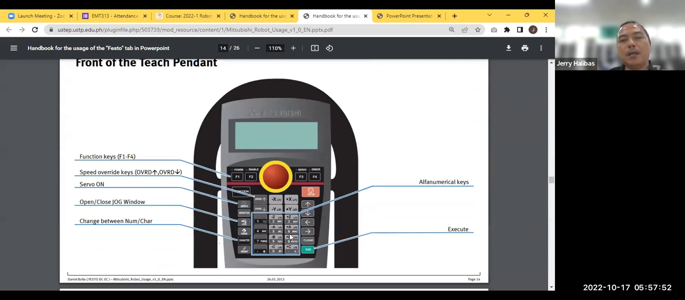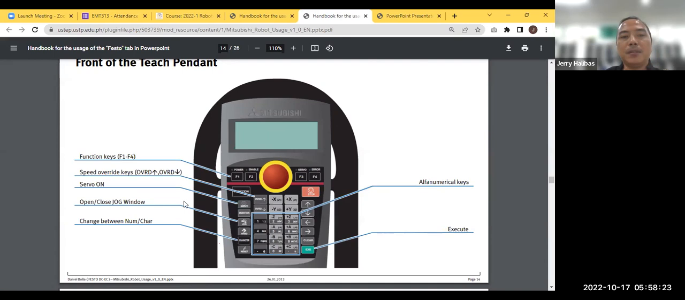Okay, so the numerical and alphanumeric keys are the same as the keypad types on cellphones, wherein one key corresponds to A, B, C. If you know how to use a keypad on a smartphone or cellphone, then it's the same principle. Change from number to character, you click here.